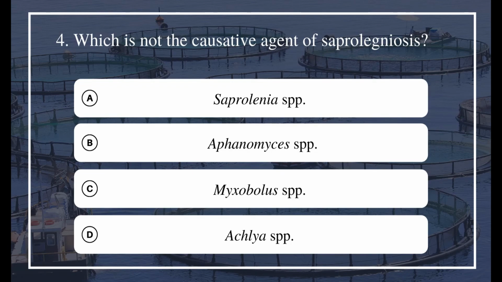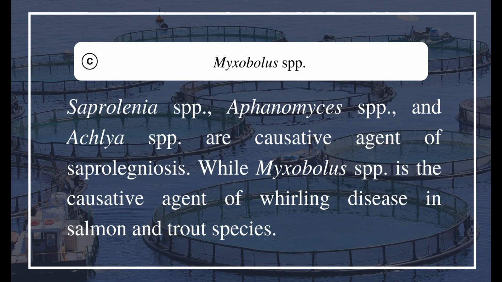4. Which is not the causative agent of saprolegniosis? A. Saprolegnia species. B. Aphanomyces species. C. Myxobolus species. D. Achlya species. The answer is C. Myxobolus spp. Saprolegnia species, Aphanomyces species, and Achlya species are causative agents of saprolegniosis, while Myxobolus species is the causative agent of whirling disease in salmon and trout species.